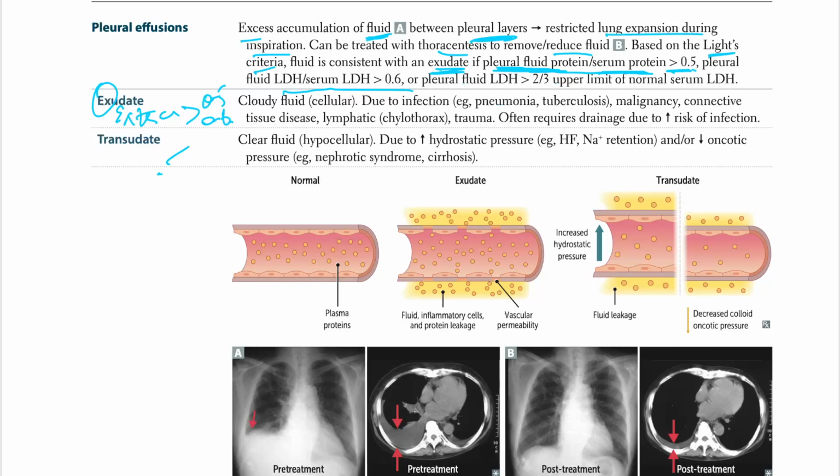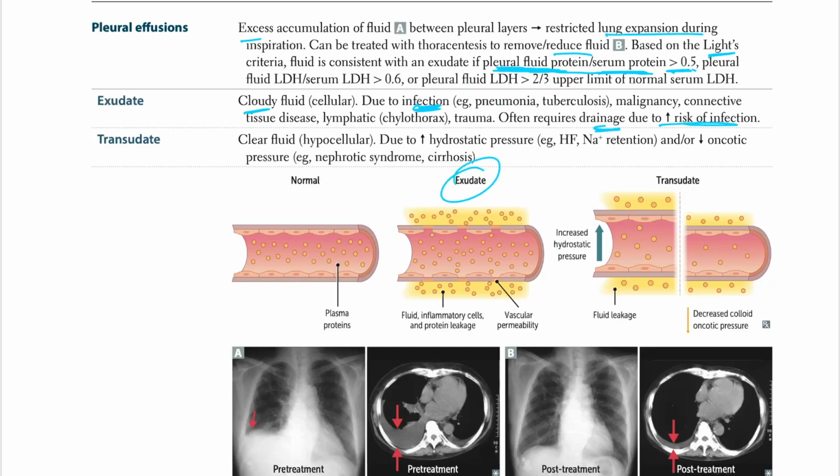Okay, so what is exudate now? Let's talk about that. Exudate is a cloudy fluid, important, because of a lot of cellular content in it, due to infection, pneumonia, tuberculosis, malignancy, connective tissue disease, lymphatic, chylothorax, trauma. It often requires drainage due to increased risk of infection. So you can drain it, you have to drain it.